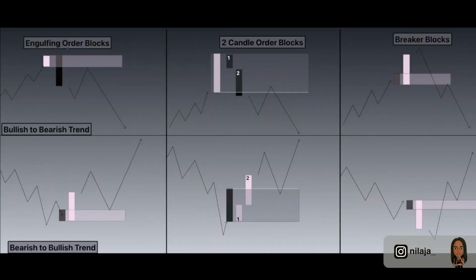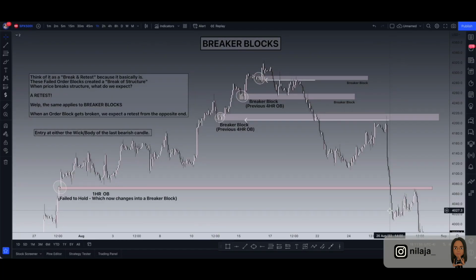Think of it as a break and retest, because it basically is. These failed order blocks created a breakup structure, and when price breaks structure, what do we expect? A retest. Well, the same applies to breaker blocks. When an order block gets broken, we expect a retest from the opposite end. You can either put your entry or limit order at the wick or body of the last bearish candle in a uptrend or in a downtrend, depending on which way the market is going.